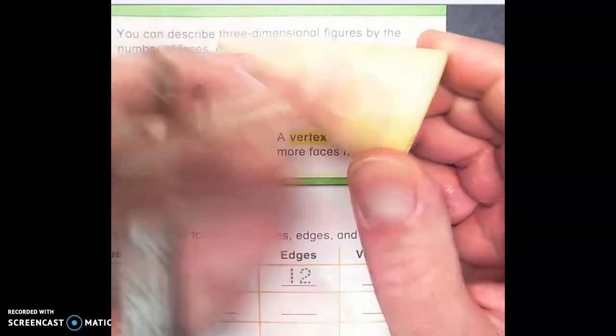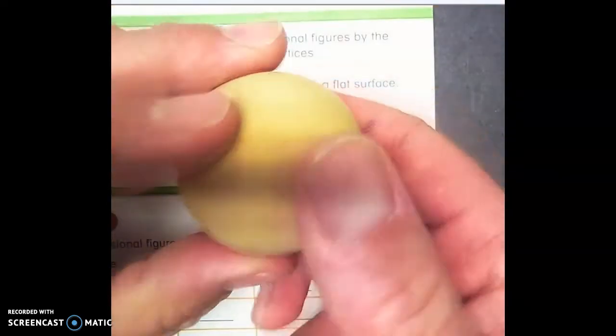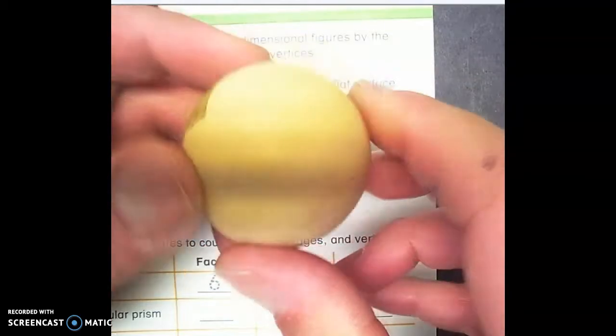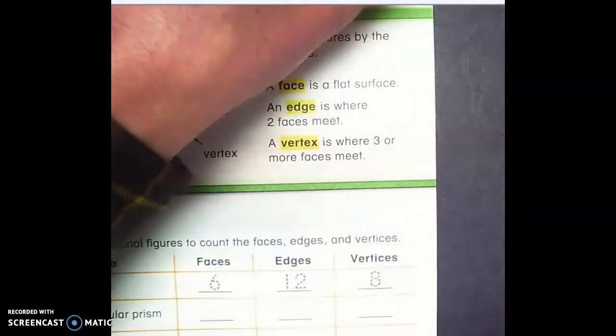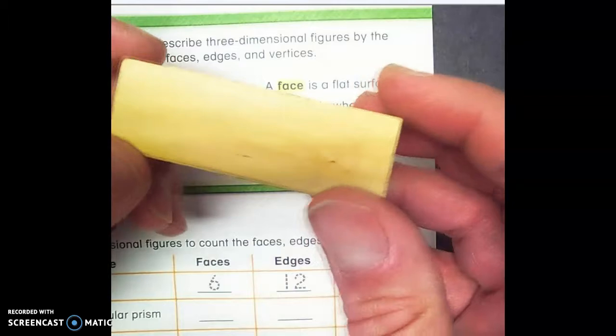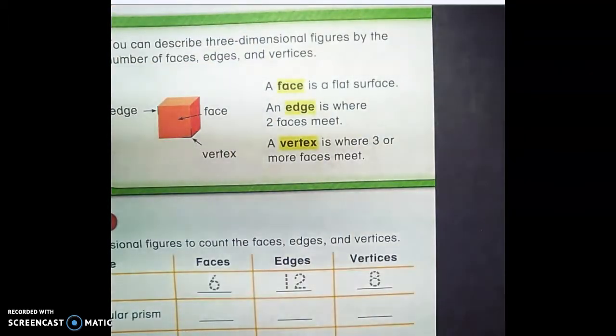You could not draw a face on this part of a cone, would you? It's not flat. It wouldn't work. You could not draw a face on this sphere. It's too round. It wouldn't work. There's no flat parts. On this rectangular prism, there are many faces. There are lots of places that you could draw a face on here. And again, don't tell Mr. Wright about what I did to the cone. He might not be happy.